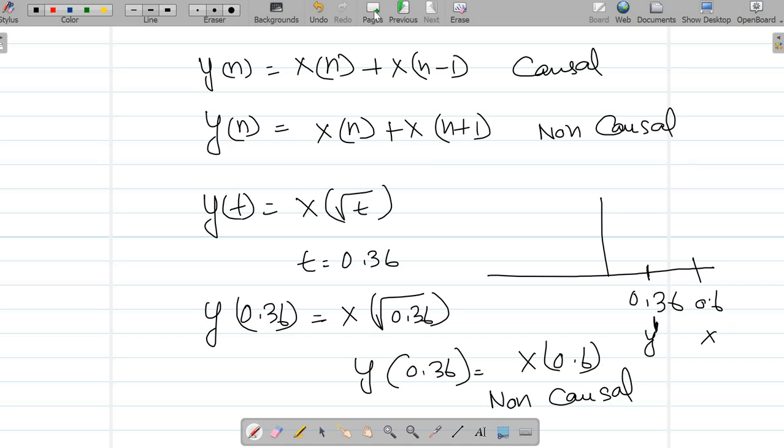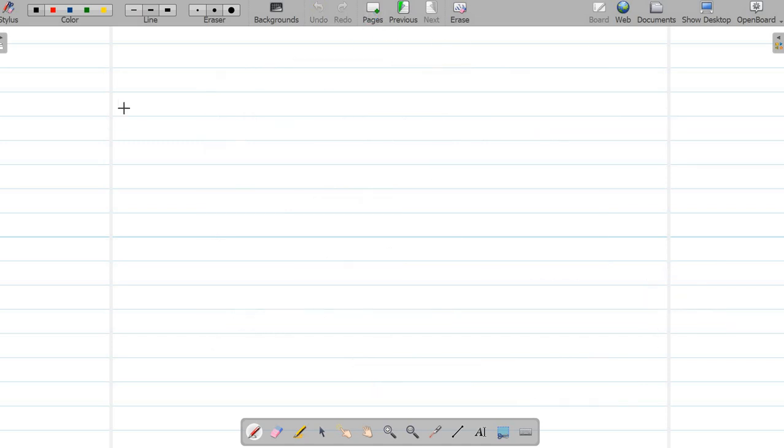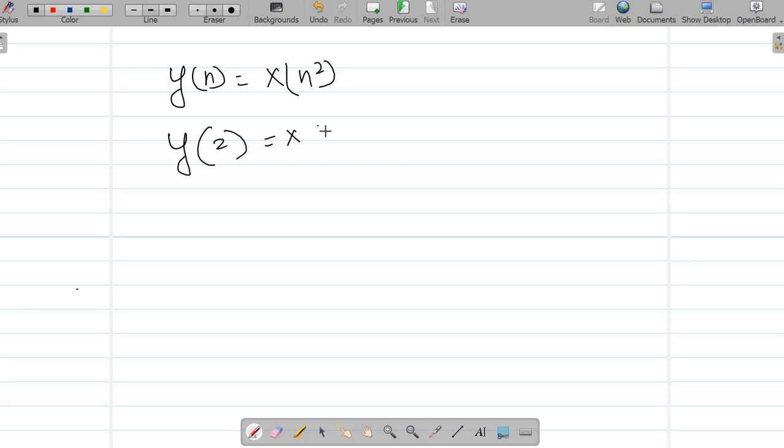Let us take another example. Let us say we are having y of n is equal to n squared. Let us say we put 2. This will become 4. So it is dependent on the future value. So the system is non-causal.